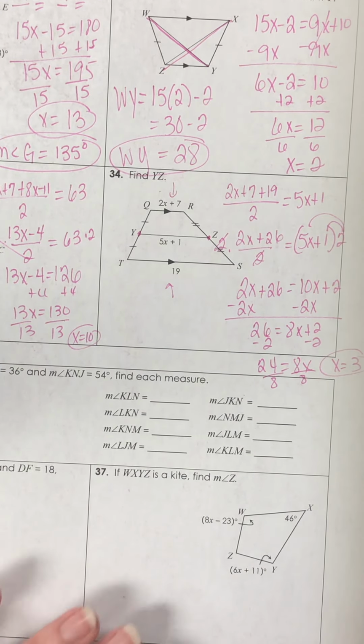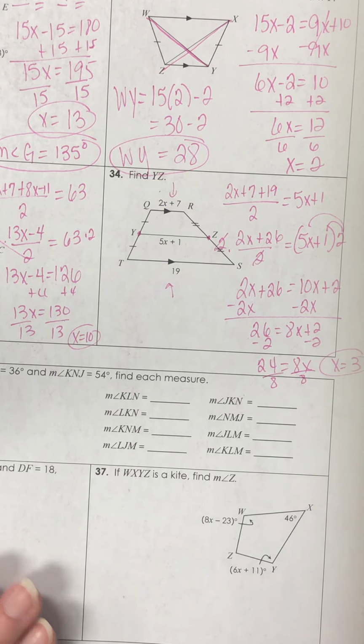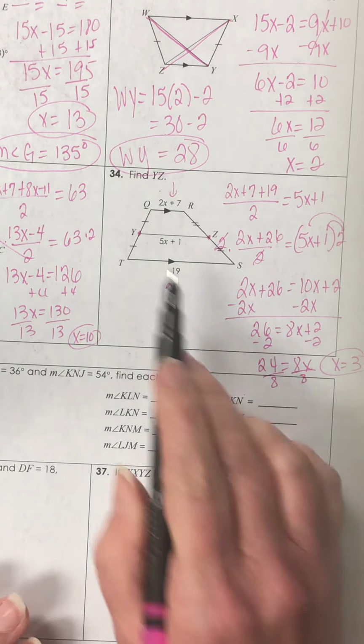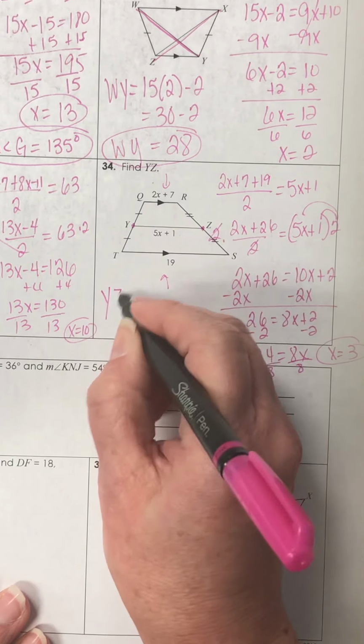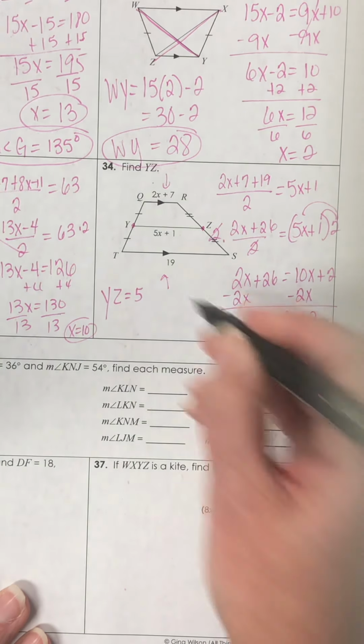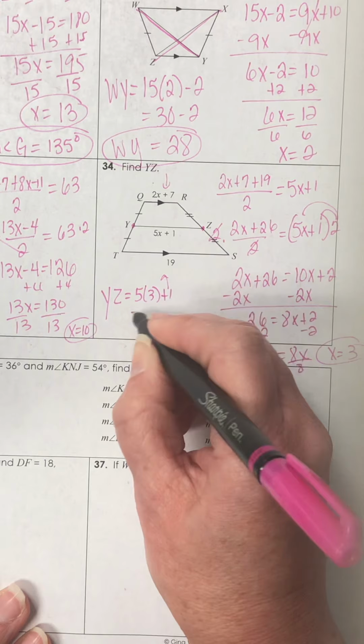So if we're going to find YZ, that's going to be our mid-segment. YZ is equal to 5 times x, which is 3, plus 1.